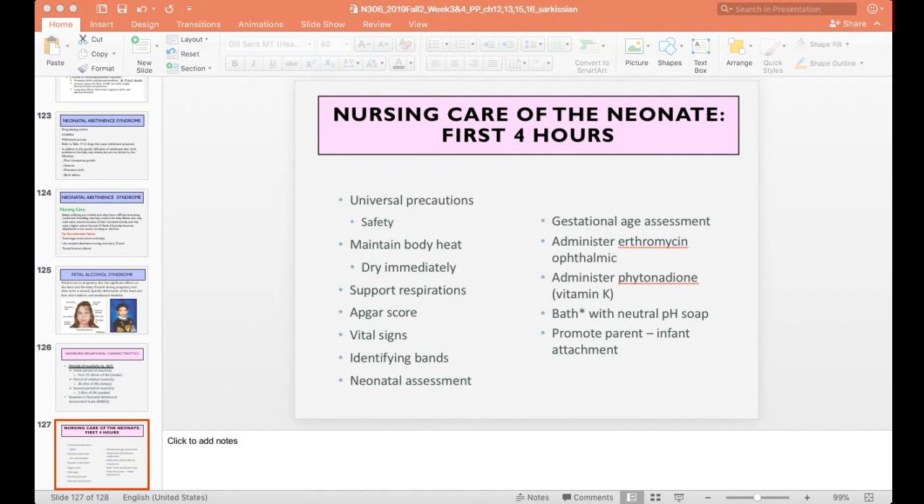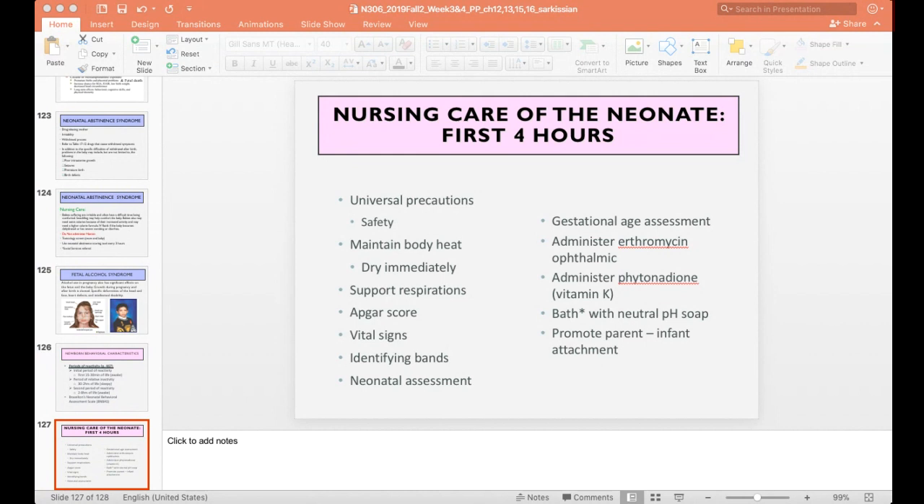Okay, bath, I put a little asterisk here because I don't agree with the first 4 hours of life. You want to bathe the baby with neutral pH soap, but different hospitals will have different policies in terms of when you can bathe a baby. A lot of them won't let you bathe until the baby's at least 4 hours old, some places until 12 hours old. Babies do have certain smell receptors on their hands that they use to help guide them and help them be successful at breastfeeding. And so if you wash that off, I feel that they're not as successful, right?